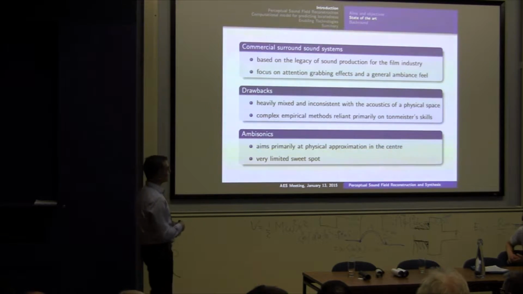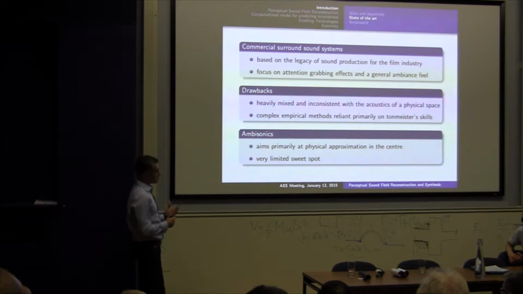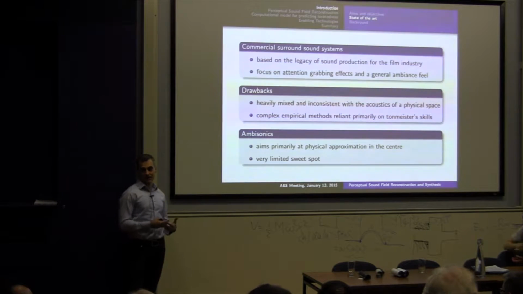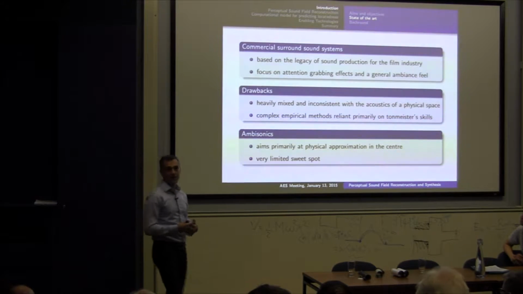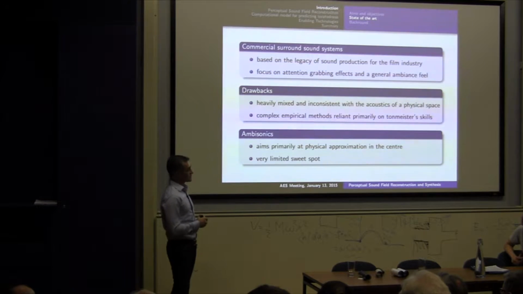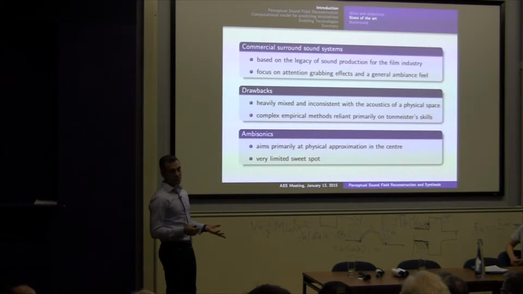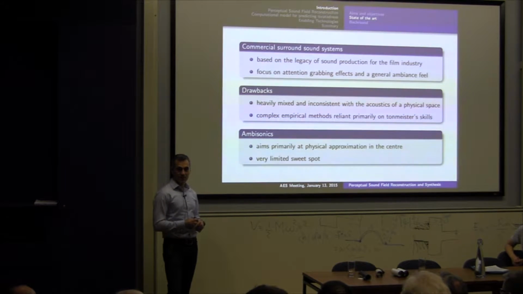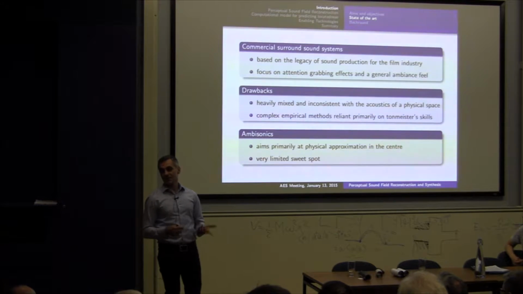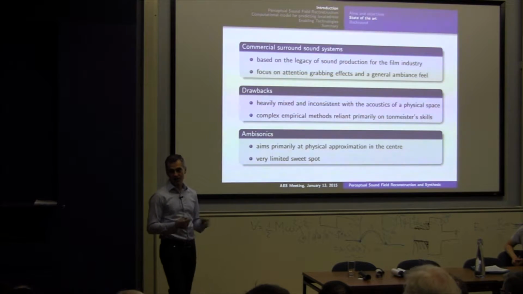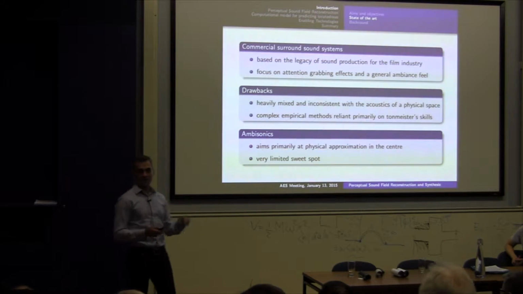So one notable attempt at introducing a formal, scientific approach is ambisonics, which tries to do a physical approximation in the center of the listening space. However, it has never really become a commercial success, and maybe the reason is its technical sophistication, and also because the sweet spot is not stable. It gets compromised very quickly with small movements around the sweet spot.